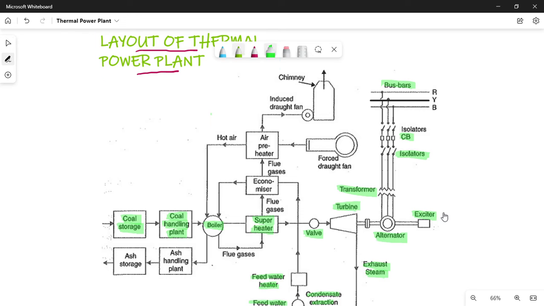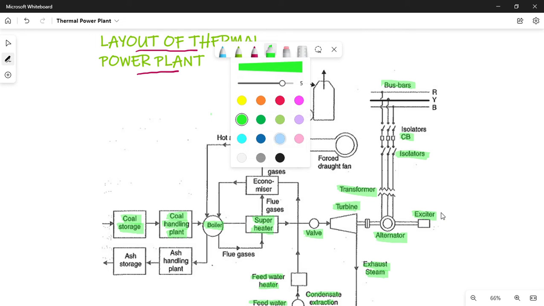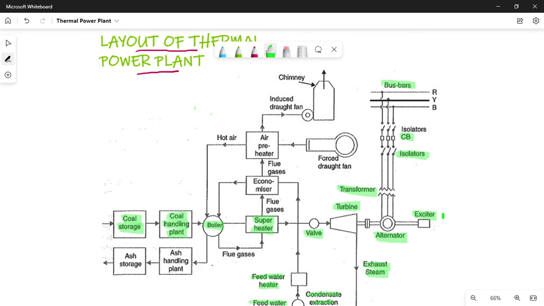From the feed water heater, the water goes to the economizer. The economizer is the arrangement used to extract the heat from the flue gases. After the economizer, the water is fed into the boiler. So while entering the boiler, the water has acquired some temperature. This is done by extracting heat from the flue gases.